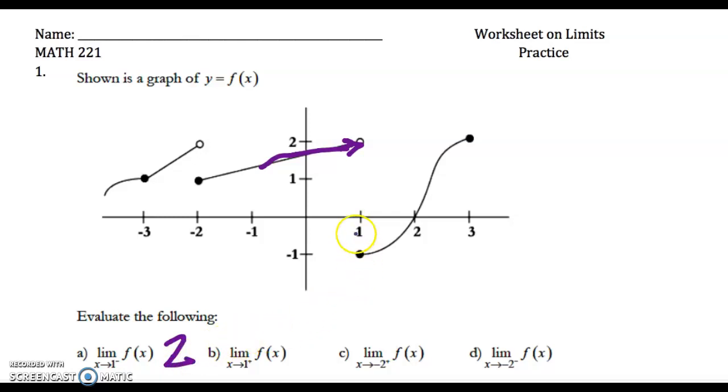Now I want to target what is the value of the limit as x approaches 1 from the positive side. Again, I'm riding along the function until I get to where x equals 1. From the right, my targeting value is -1.